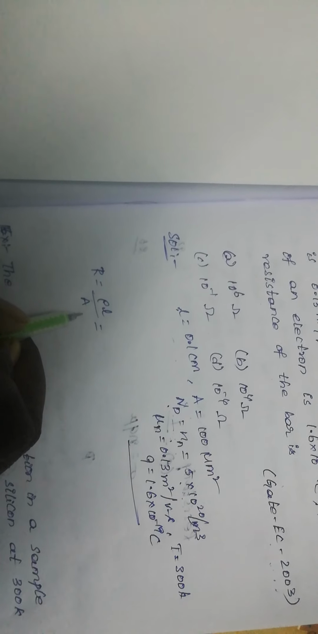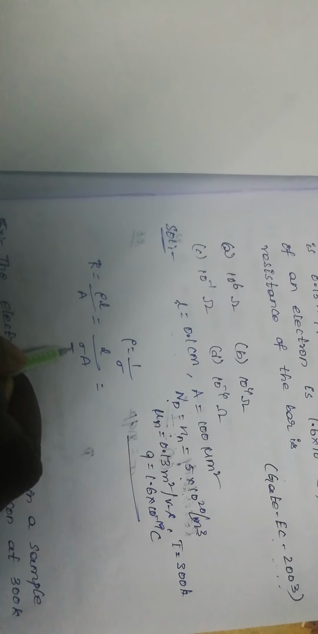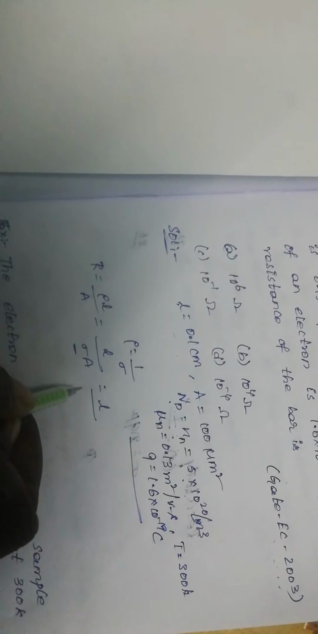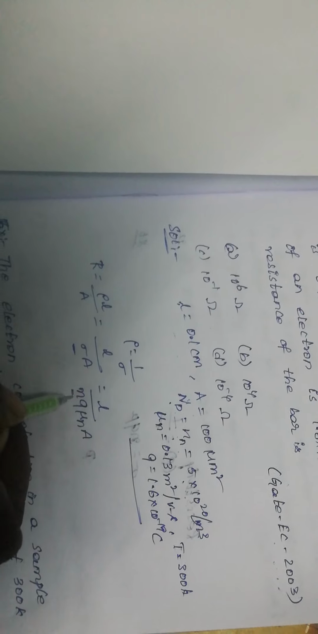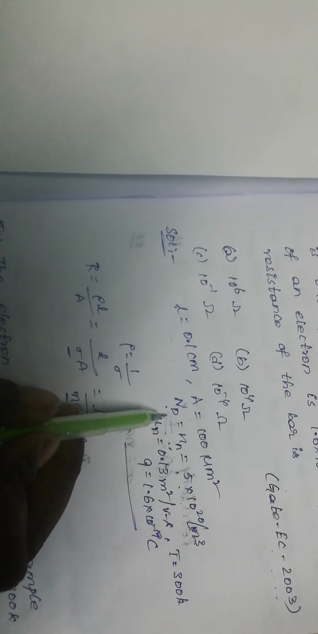So from the formula, resistance R equal to rho L divided by A. This is the formula we have seen before, resistivity into length divided by cross sectional area, and we know that the resistivity is inversely proportional to conductivity, so we can write it as L by sigma A. We know the formula for conductivity. For an n-type semiconductor, the conductivity is going to be n q mu n, where n is equal to n suffix n, that is equal to Nd.